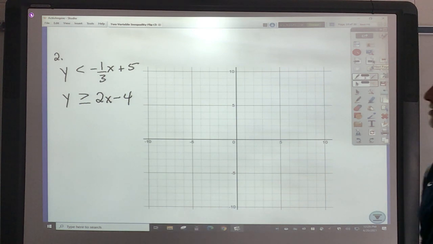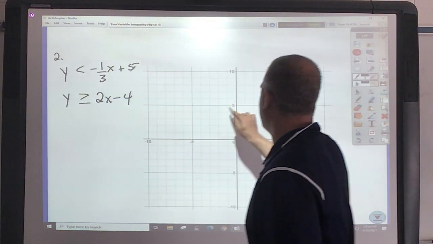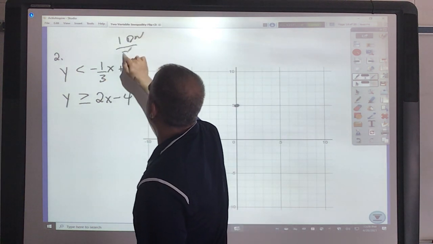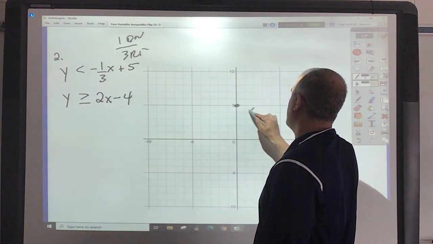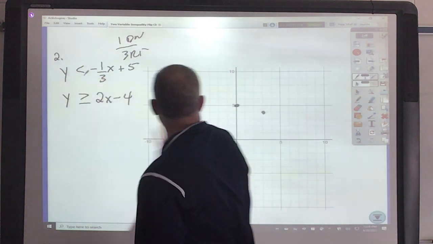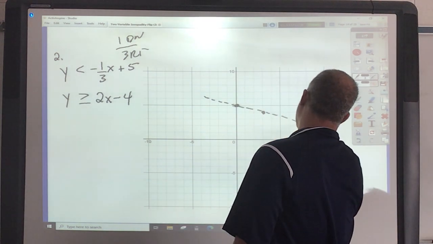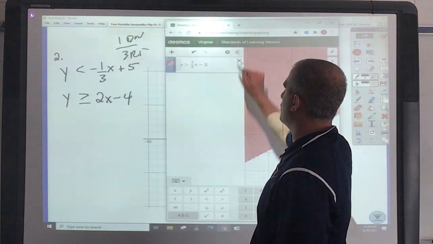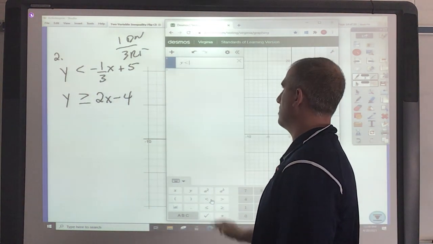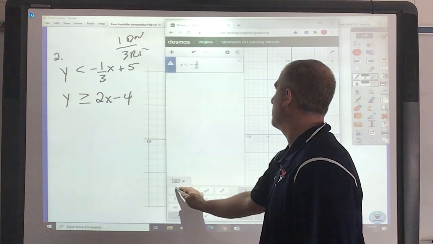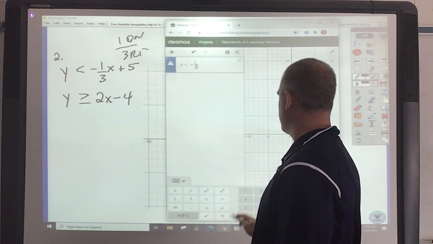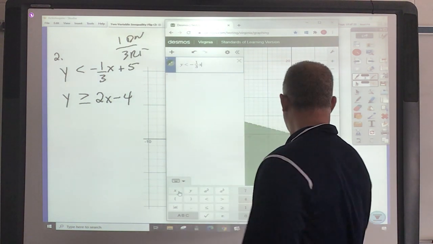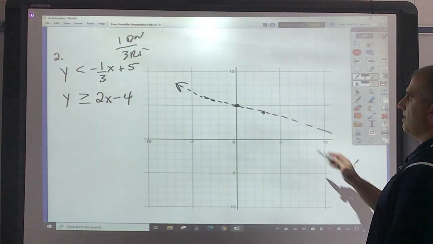All right, so let's go ahead and graph this one. This one I would start at 5. Okay, this means I go 1 down, 3 right. 1 down, 1, 2, 3 right. This would be a dashed line. Now, if you want to go ahead and go into Desmos and just start with the first one, you can. Okay, so dashed line at 5, I'm good.